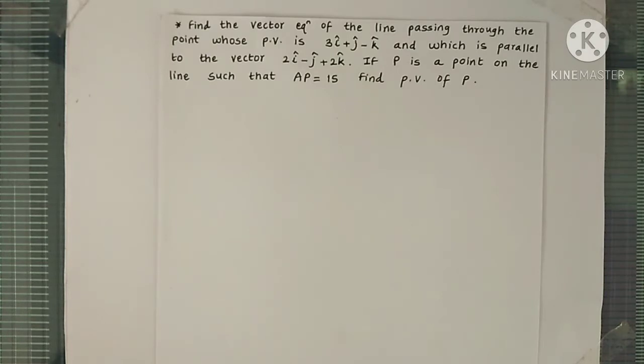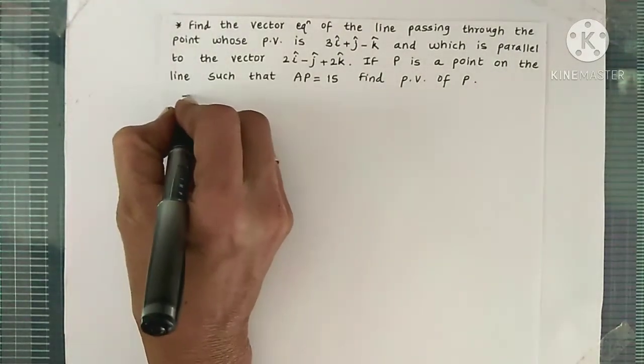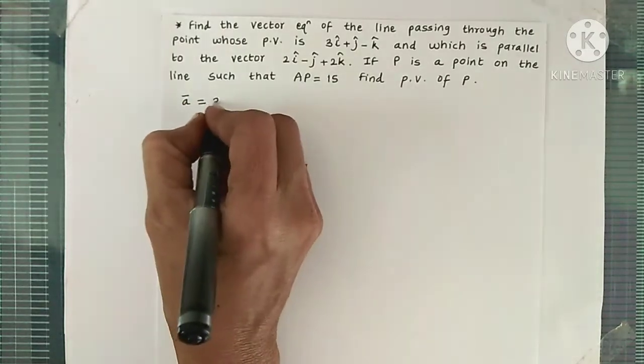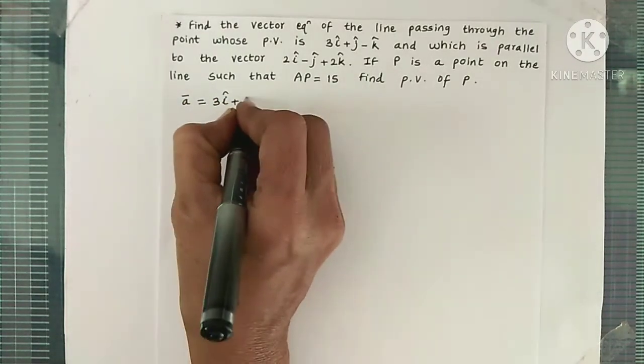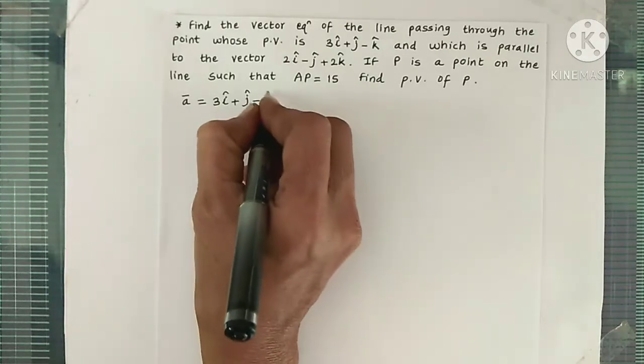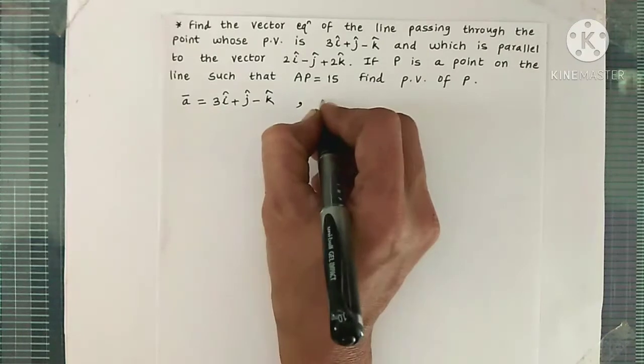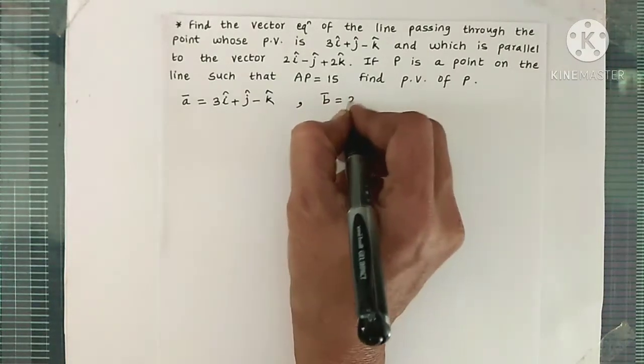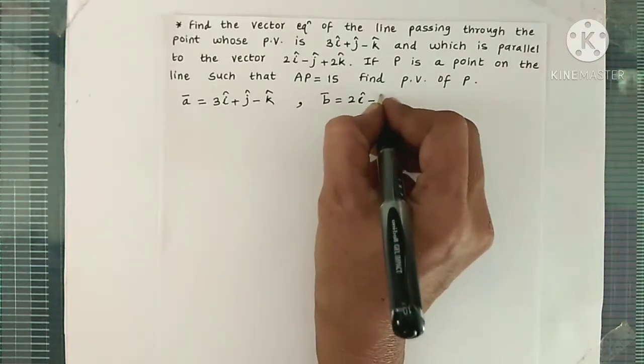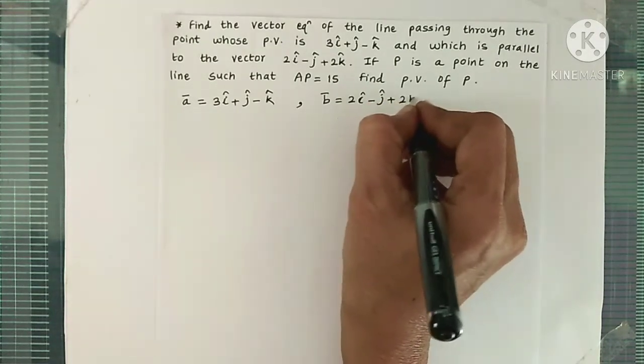And one more part is added here: if P is a point on the line such that distance AP is 15, then find the position vector of P. So this is the new part we are solving. Given is A bar, a point on the line, which is 3i cap plus j cap minus k cap, and the line is parallel to the vector B bar, which is 2i cap minus j cap plus 2k cap.